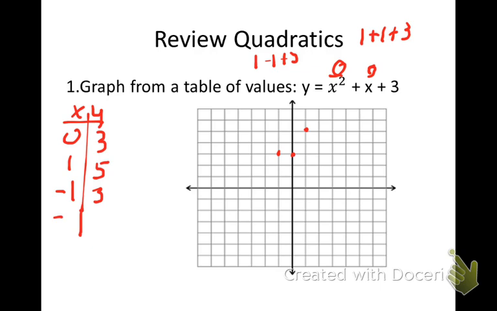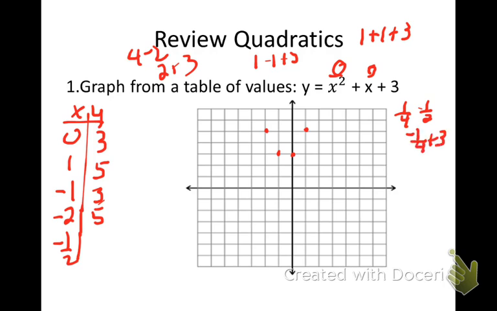I put a negative 2 in. Negative 2 squared is 4. 4 minus 2 would be 2, plus 3 would give me 5. So now the turning point must be somewhere in here. You might want to put a negative 1/2 in to see what happens. Negative 1/2 squared would be positive 1/4, minus 1/2. So that would be negative 1/4, plus 3 would be 2 3/4. So kind of right in there somewhere. So it's going to look like that, that would be my graph for that quadratic.